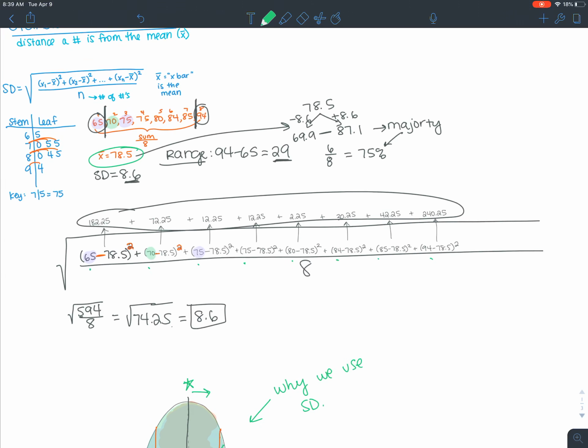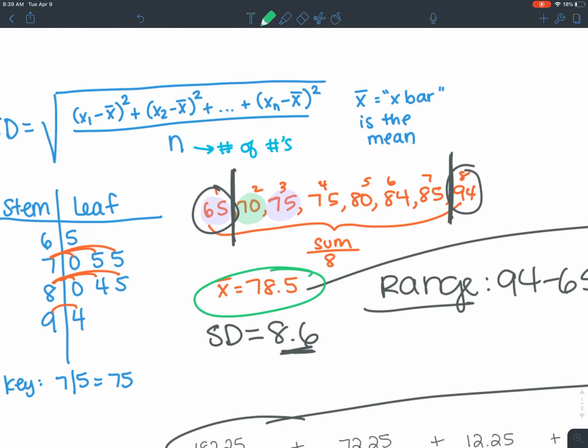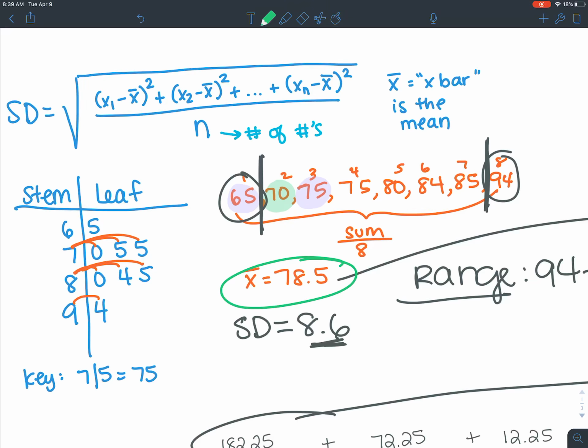But that is the quick summary of how to find standard deviation. You will not need to memorize this equation. You'll have it provided for you on the test, or you'll get it on a note card. Let me know if you have questions when you do your homework.